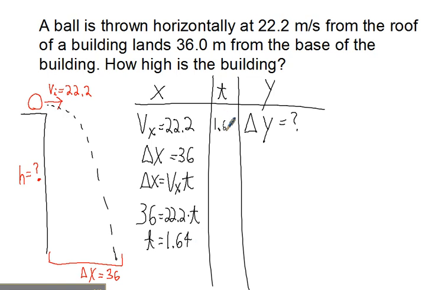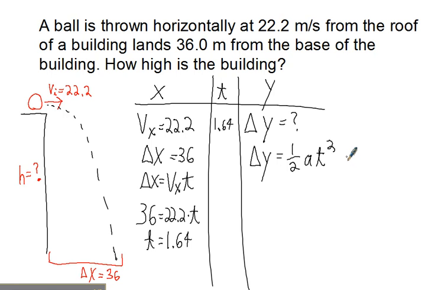We're ready for part 2 of the problem, where we start attacking the y direction, which is what we really care about. So knowing that t equals 1.64, we're looking for delta y. We can use this. Once again, I'm going to ignore the VIT because the ball wasn't thrown up or down. It was moving completely to the right. So there was no initial velocity in the y.